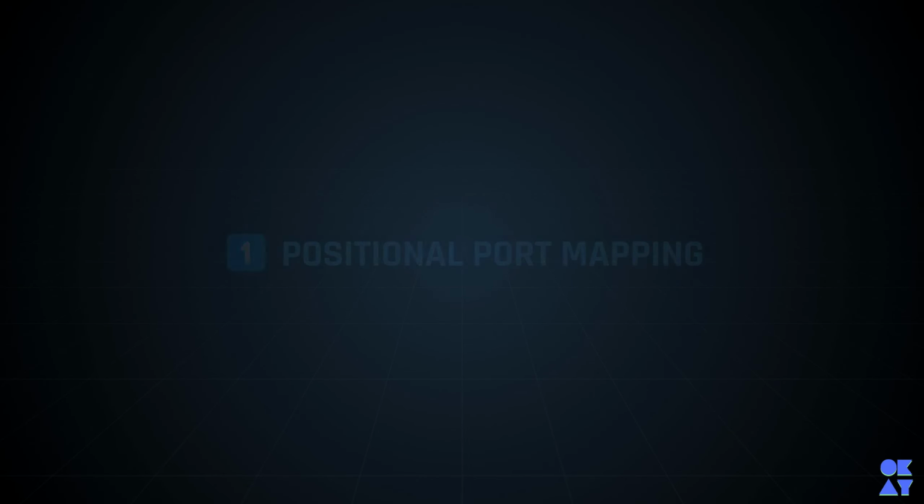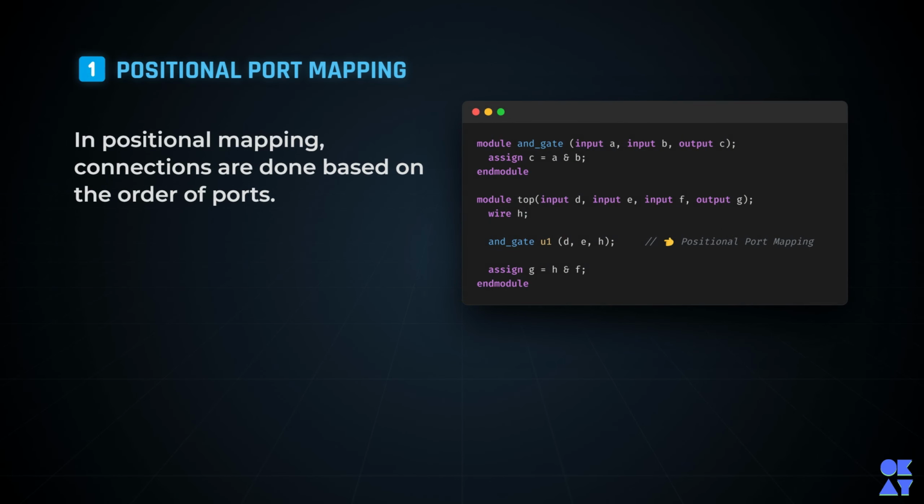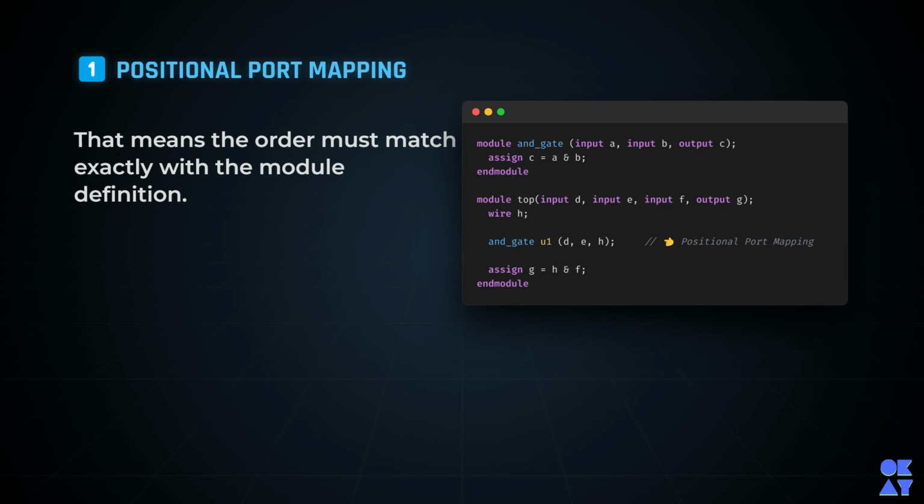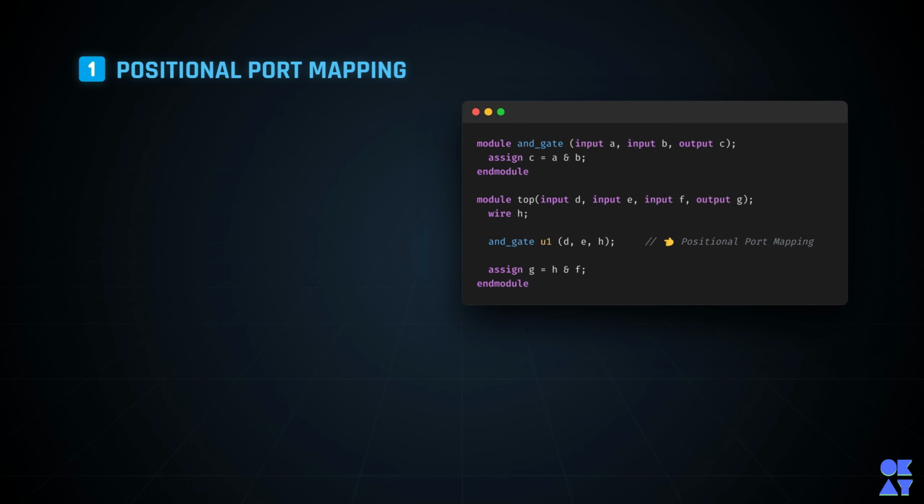1. Positional port mapping. In positional mapping, connections are done based on the order of ports. That means the order must match exactly with the module definition. In the AND gate, the order is input A, input B, output C. So if we use positional mapping: AND gate U1 (D, E, H).